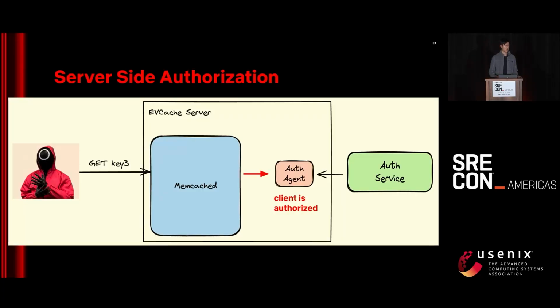Is it safe to give this information out to this client? And the agent will say yes or say no. If it says yes, Memcached will respond with the appropriate information. And if it says no, Memcached will kill the connection, and the unauthorized app will not be able to access that sensitive information.